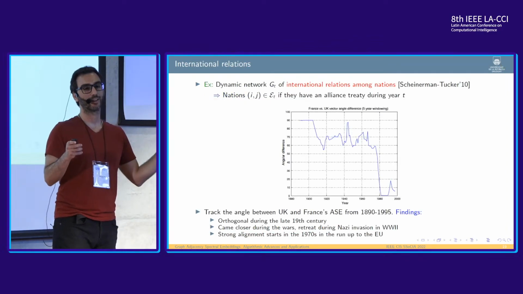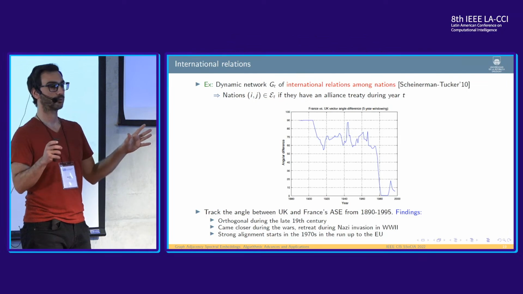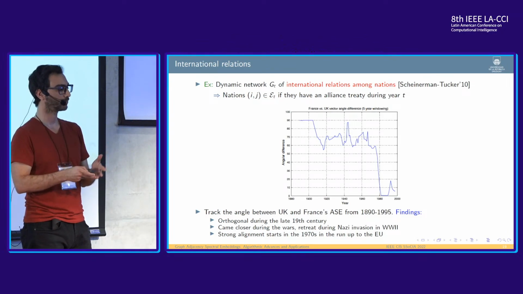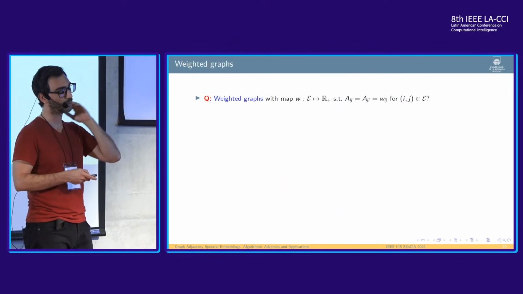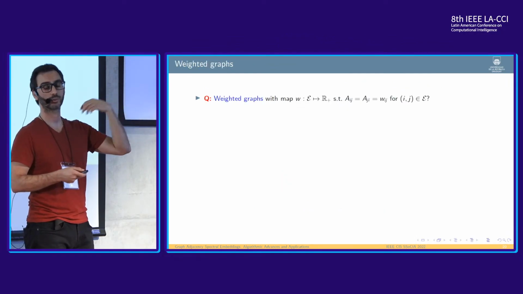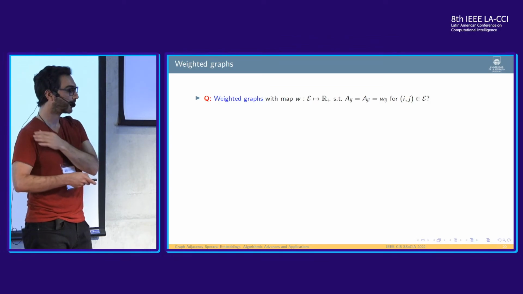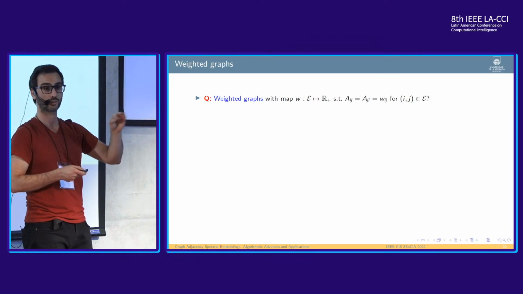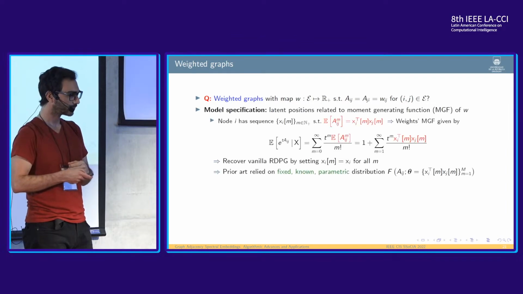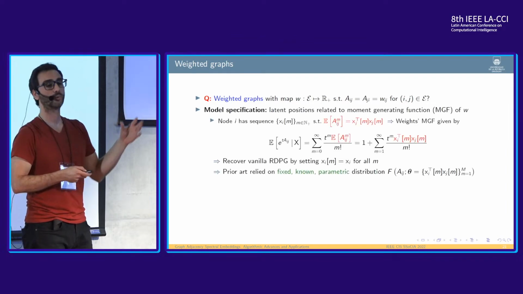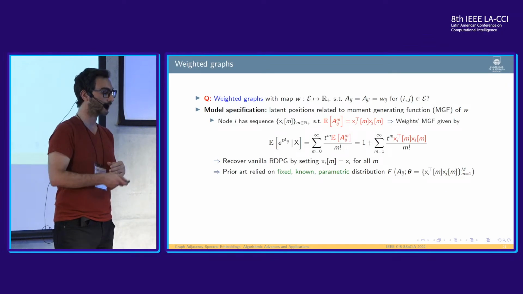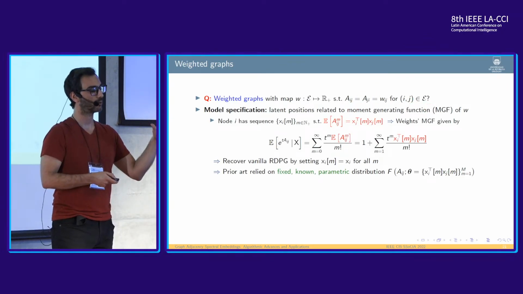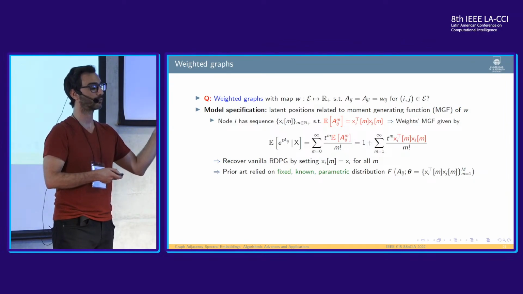So this is what we call the vanilla model, where we have undirected graphs with no weights. Part of what we did was to extend this to weighted graphs. Here we have an adjacency matrix, and we have a weight on each of the edges. And what our model specifies here is the moment generating function. I will try to pass fast with this.